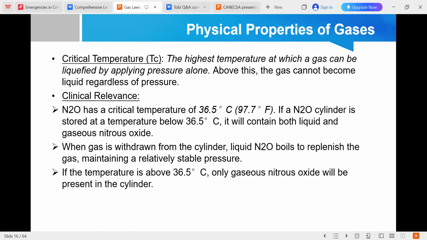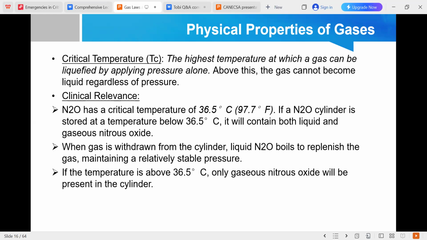Another very important property of gas is what we know as the critical temperature. This is very relevant, especially as it relates to nitrous oxide. Critical temperature refers to the highest temperature at which a gas can be liquefied by applying pressure alone. So above a gas's critical temperature, the gas cannot be liquefied regardless of the pressure you exert. Nitrous oxide, for instance, has a critical temperature of 36.5.